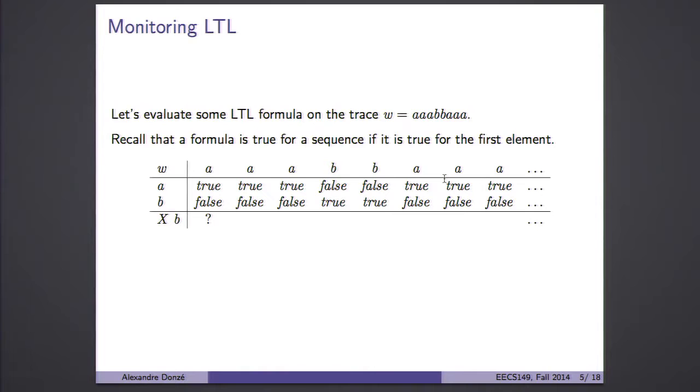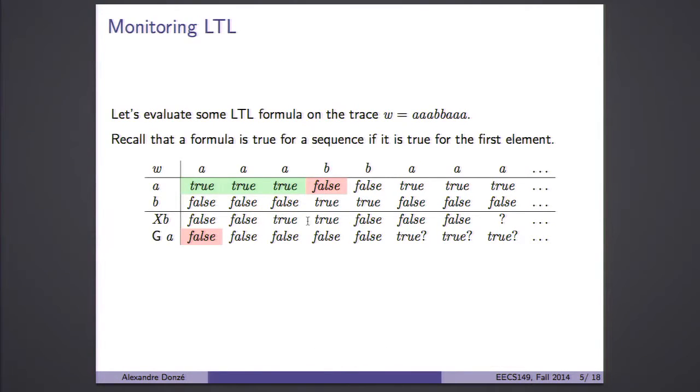Now, how do you monitor next B? Well, as you know, the formula next B is true if B is true at the first time point of the sequence, right? And the next says the event after. So if you look at the first event and the event after, you look at the validity of B, and you get the satisfaction of next B. Okay, so you can monitor. And you can do this for subsequent times if you want.